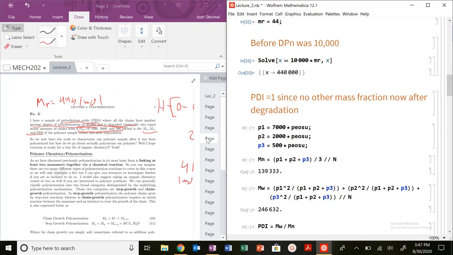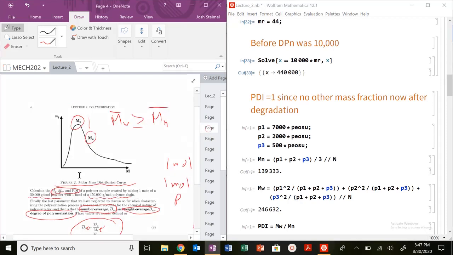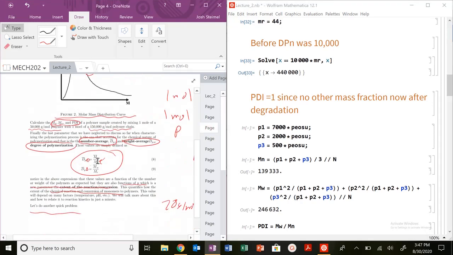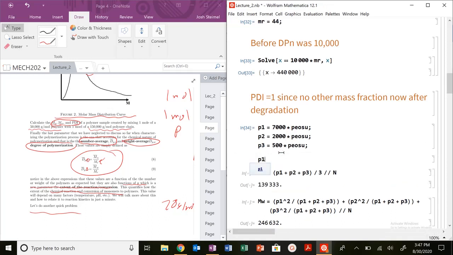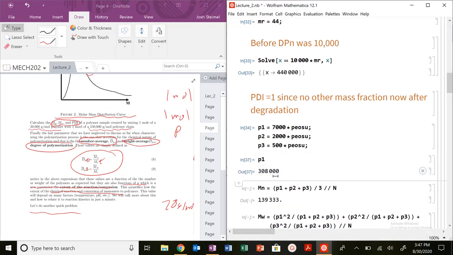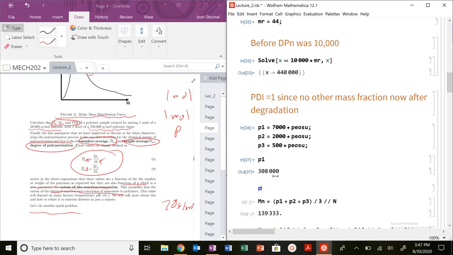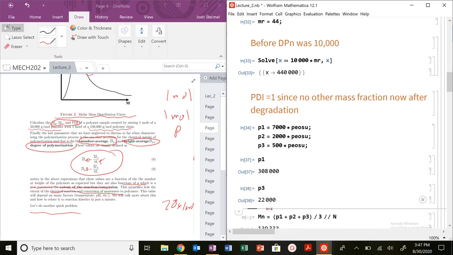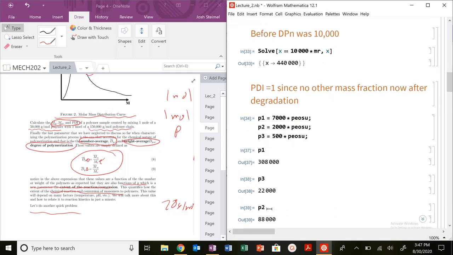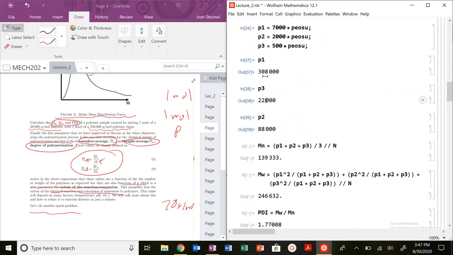So I know that DPn, let's go back again to our definition. DPn is just M sub N over M sub R. So if I want to figure out the number average molar mass, that is just going to be DPn times our M sub R. So we're going to do that for each of our polymer samples, here, here, and here. So for that P1 sample, M sub N is this, my P3 is this, and my molar mass P2 is this. So that's the molar mass of each of those molar amounts.